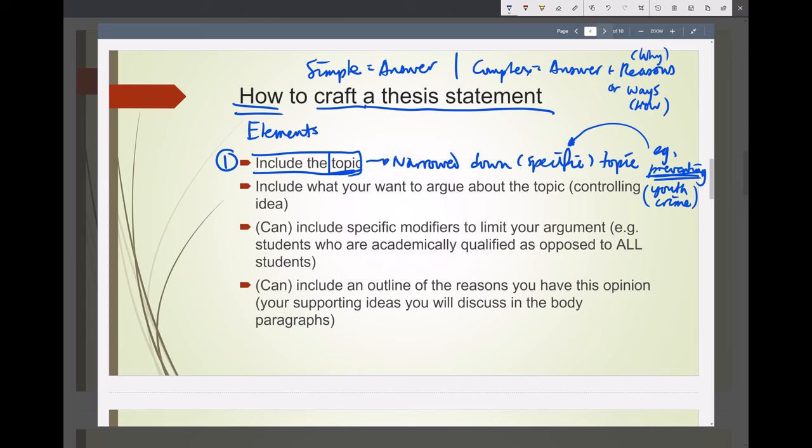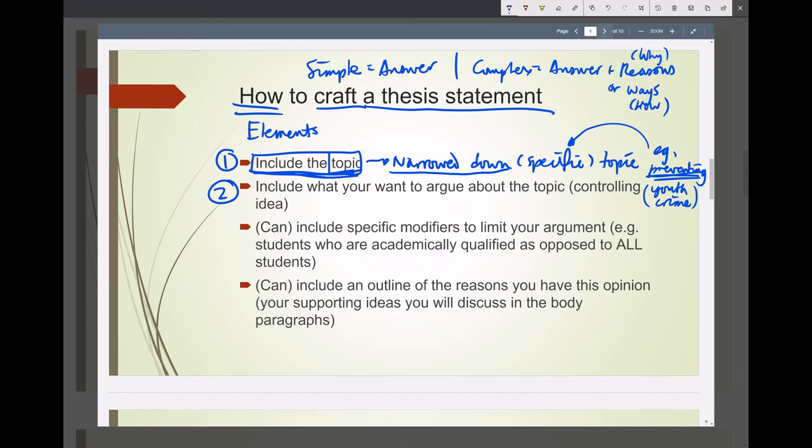You can think about ways to make this even more specific too. Maybe with different age groups, specifically, let's say between 16 to 18. That's one way to make your topic more specific. But again, the more specific or narrowed down your topic is, the more specific your thesis statement will be. But first, remember, include the topic.